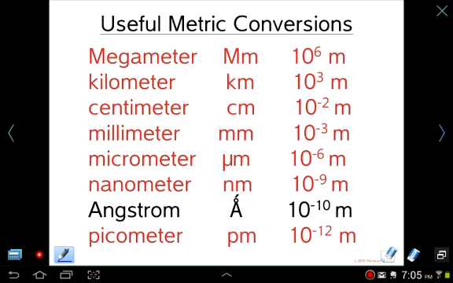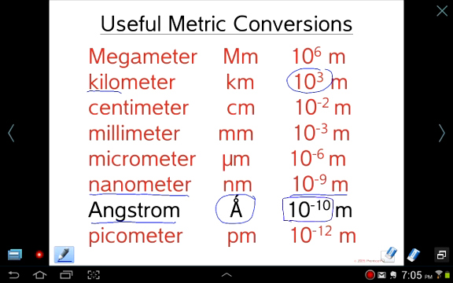Let's quickly review some metric conversions that we will have to use. An important one is kilo, and that's 10 to the third, so 1,000 meters equals 1 kilometer. Some of these are also important for us. The nanometer will be important, which is a billionth of a meter. Visible light, remember, is on the order of nanometers. A strange one you may not have seen before is something called the angstrom, with this strange letter signifying it. And an angstrom is 10 to the negative 10th meters.